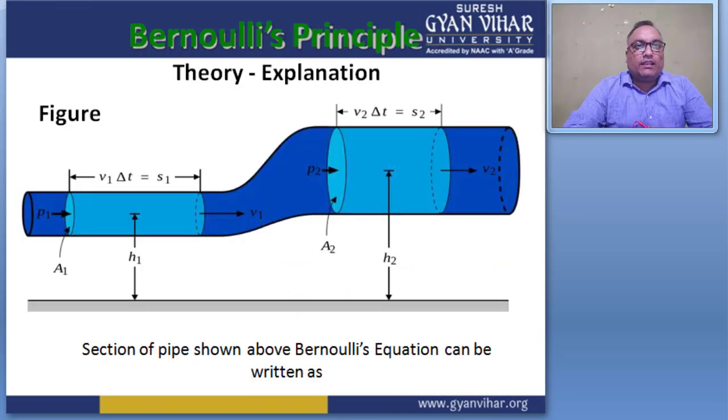This is the explanation about the Bernoulli equation regarding theory. For this case, here we see this is the v1 into t. This is the distance, meaning how much distance is traveled by this fluid particle. From here the area of the fluid particle is A1, and here the area is also A1. So the velocity is constant throughout this section from this to this.